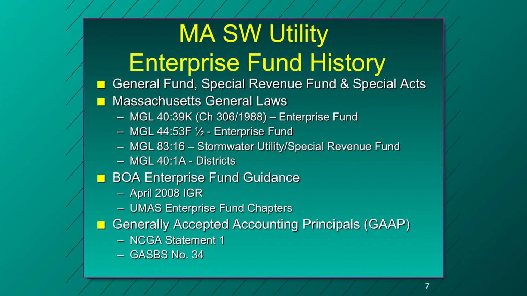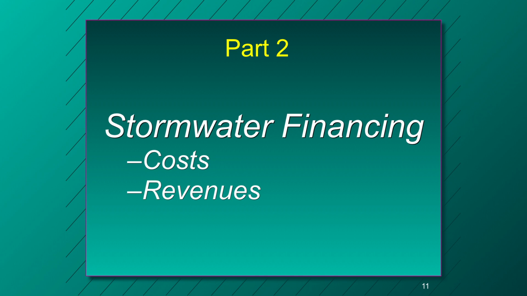A stormwater utility may be created by adopting Chapter 83, Section 16. Once you adopt this utility, it automatically sets up a special revenue fund for you. And thirdly, you have Chapter 40, Section 1A, which establishes a district, and one of those districts can be for wastewater, stormwater, etc. Part 2, we're going to focus on stormwater financing, a more focus on costs and a focus on revenues.